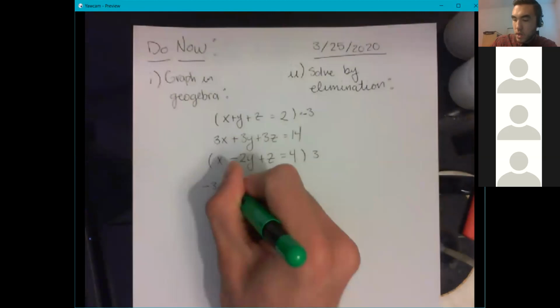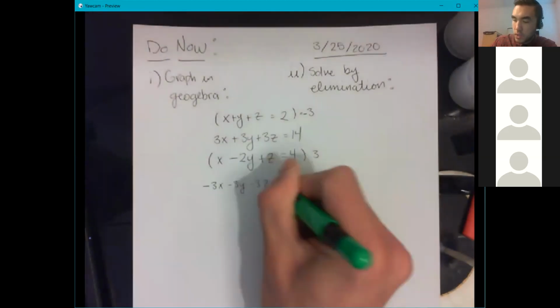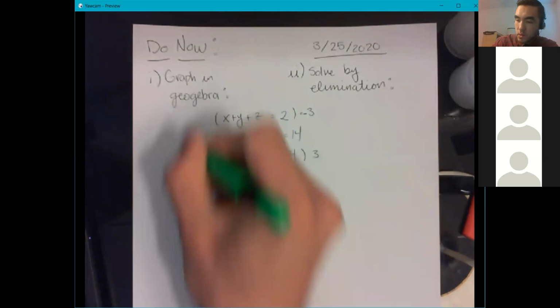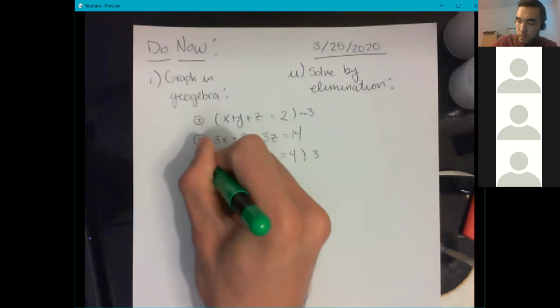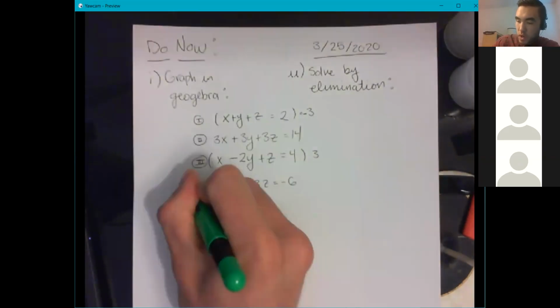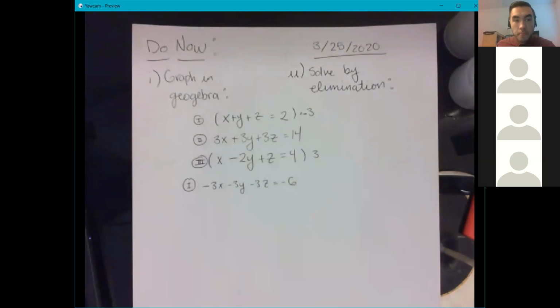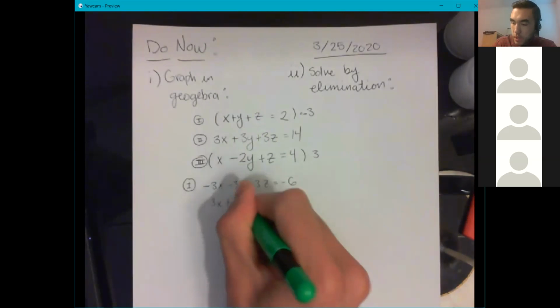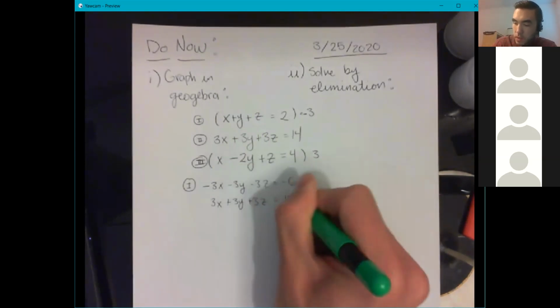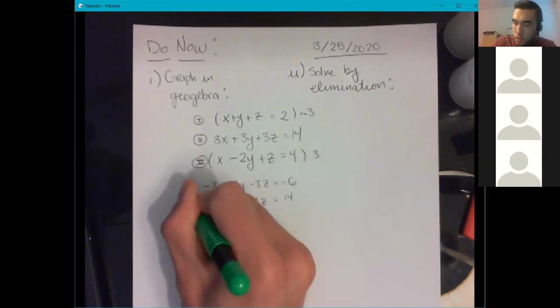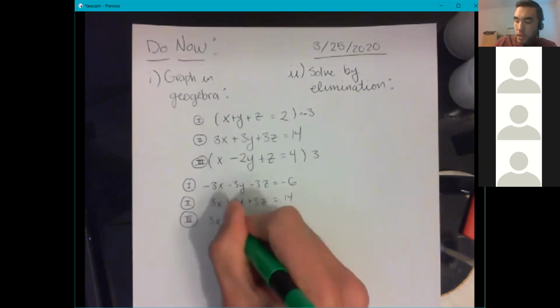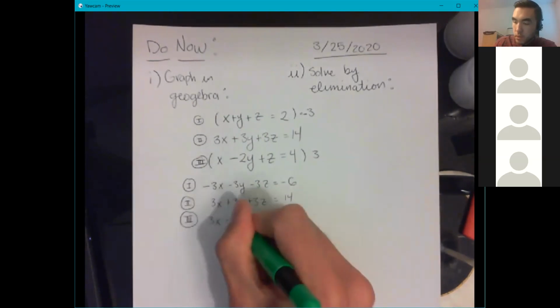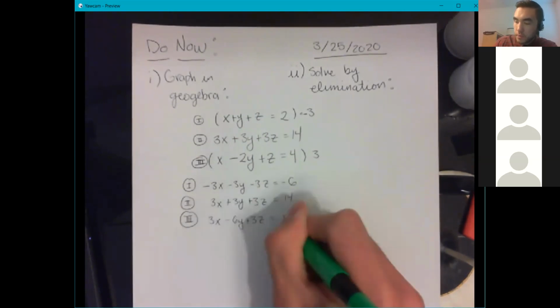-3x minus 3y minus 3z is equal to -6. So that's 1, 2, 3. So here's what equation 1 has become if I hit it with -3. Equation 2 is going to be unaffected: 3x plus 3y plus 3z is equal to 14. And then equation 3 comes out on the other side after we multiply it by 3 as being 3x minus 6y plus 3z is equal to 12.